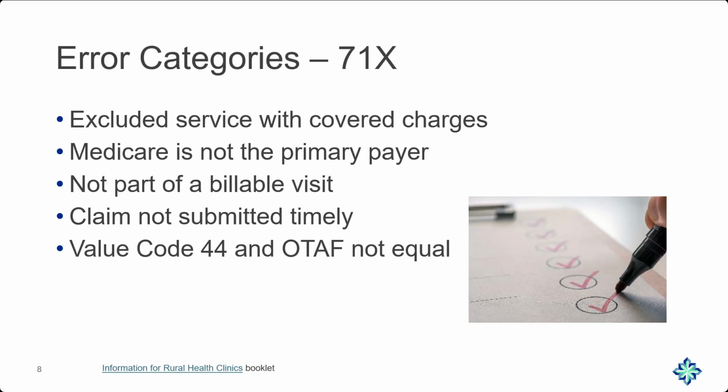For our rural health providers, those RHC claims that were in our data sample, here are the top 5 categories. So as I read down the list, and then we go explore them a little bit more in just a few minutes. We had excluded service billed with covered charges. Medicare is not the primary payer. Not part of a billable visit. Claim is not submitted timely. And value code 44 and obligated to accept as payment in full amounts are not equal. Now that was a mouthful, but again, we're going to explain it in just a few minutes.